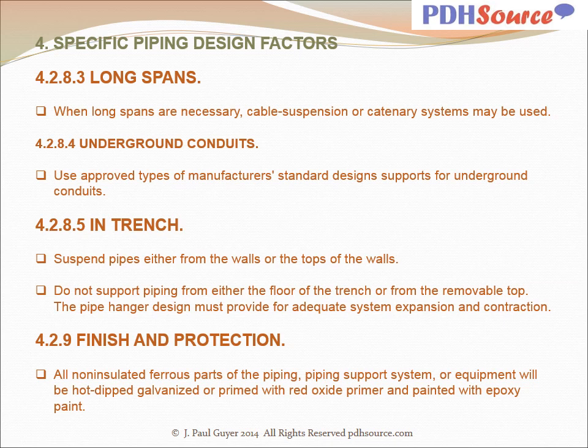In trenches, suspend pipes either from the walls or the tops of the walls. Do not support piping from either the floor of the trench or from the removable top. The pipe hanger design must provide for adequate system expansion and contraction. All non-insulated ferrous parts of the piping support system or equipment will be hot dipped galvanized or primed with red oxide primer and painted with epoxy paint.